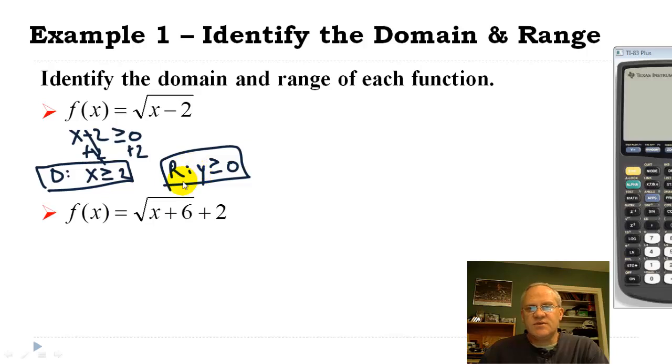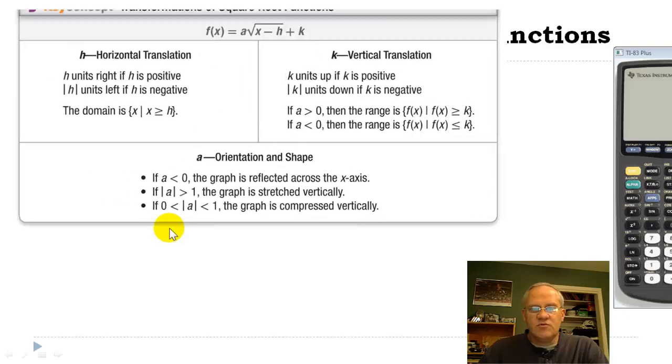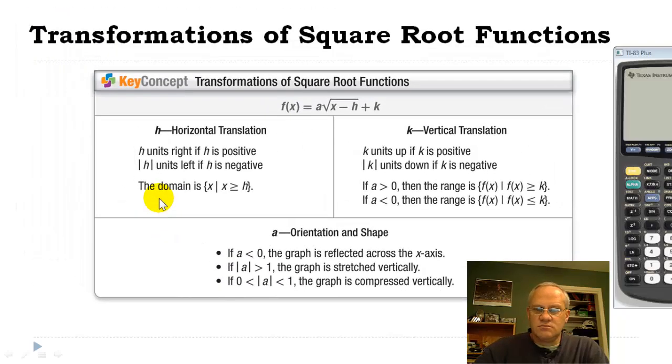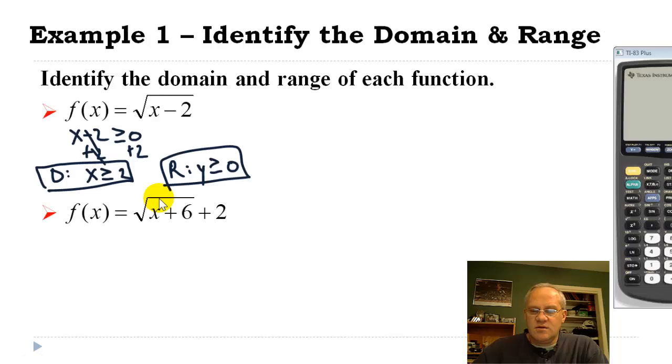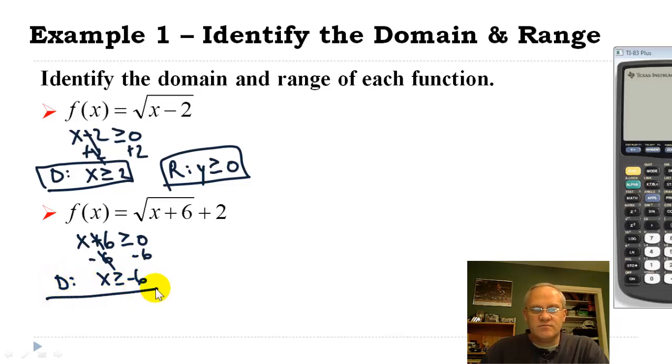Okay, so let's do the same thing here, domain and range. In this case, we want to see what makes x plus 6 greater than or equal to 0. Because this has to be greater than or equal to 0, so minus 6. X is greater than or equal to negative 6. That's our domain.